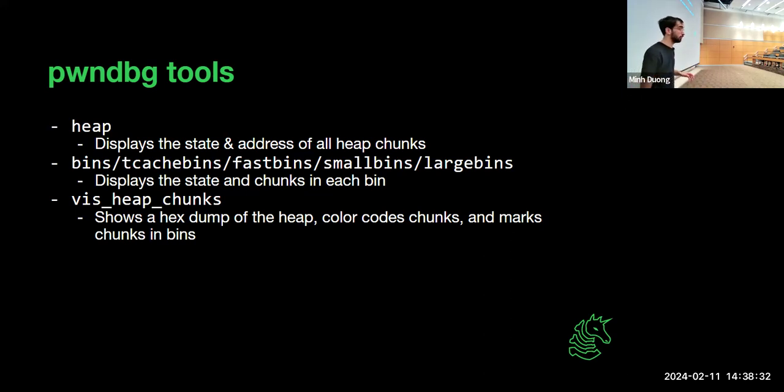And a really useful one, and I was surprised to find out about this, is vis_heap_chunks. What this will do is dump a hex dump of the heap up until all the chunks that you've created, color code each chunk, and then let you know what each chunk ends up in what bin off to the side, which is really useful when you're debugging and developing heap exploits. You don't know what chunk causes what, especially if you're doing advanced things like changing chunk sizes so that you're overlapping with other chunks, and then malloc gets all sorts of confused on what to do.